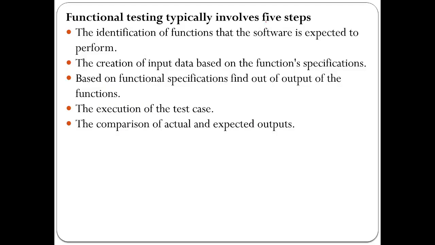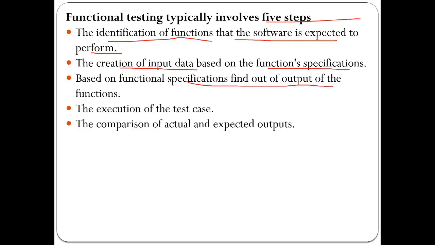Functional testing typically involves 5 steps. The identification of functions that the software is expected to perform. Yes, in functional testing you need to identify the functions of that software and what it is expected to do. Next, creation of input data based on the function specifications. So you need to understand what input you are going to supply to those functions. Next, based on the functional specifications, find out the output of the functions. What output those functions are going to give, that you are going to analyze.